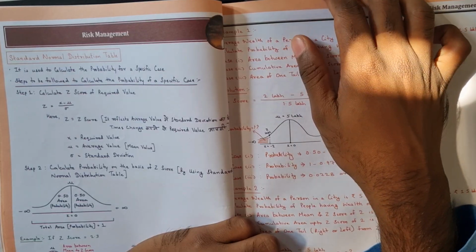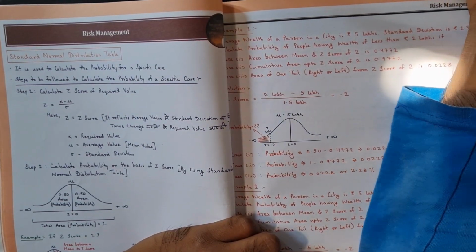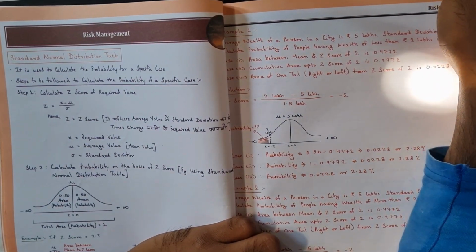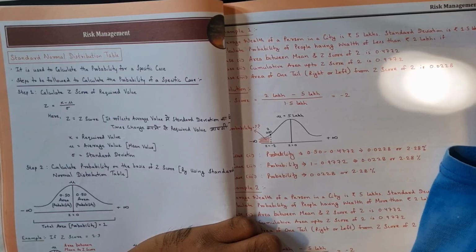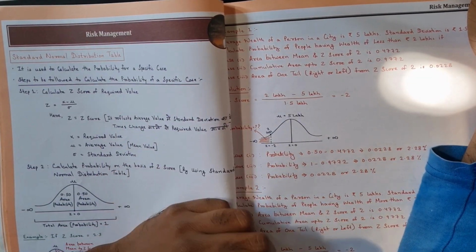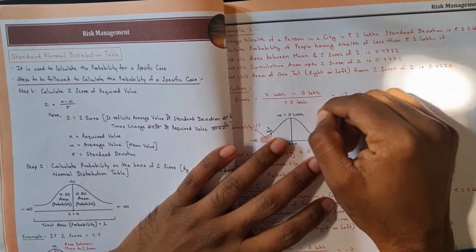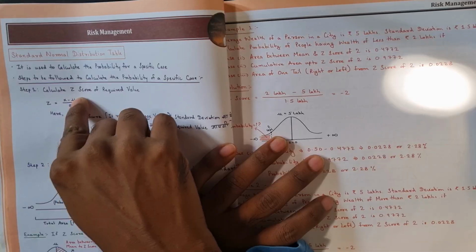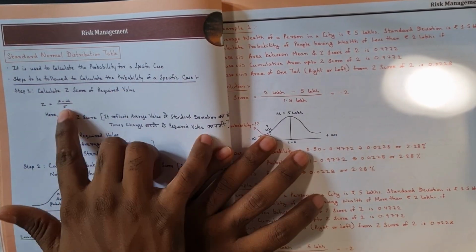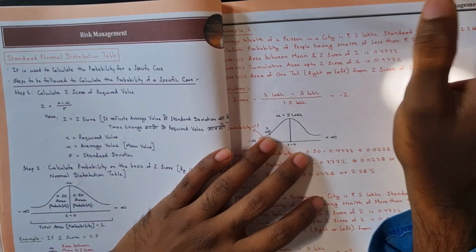So what are the steps to be followed to calculate the probability of any case? The first step is calculation of the z score of the required value. In the question they would have given a required value, and for that we need to calculate a z score. So how do we calculate a z score? It is x minus mu, where this sign is known as mu, divided by standard deviation. x is your required value, mu is your average value, and standard deviation is your normal standard deviation.